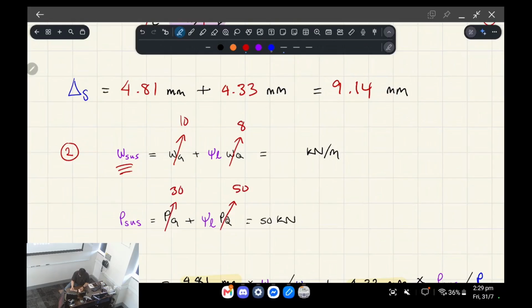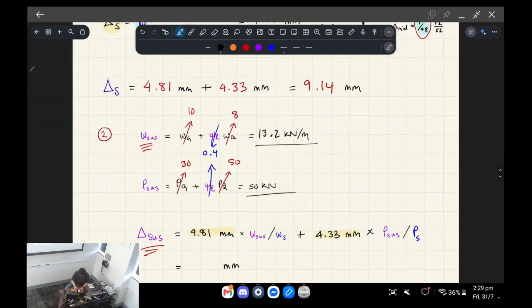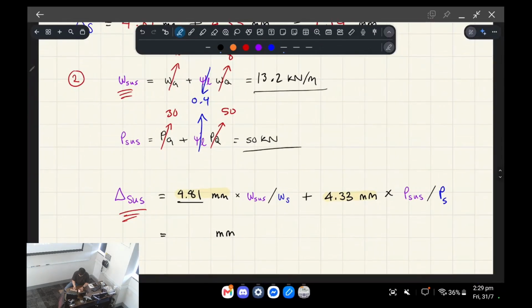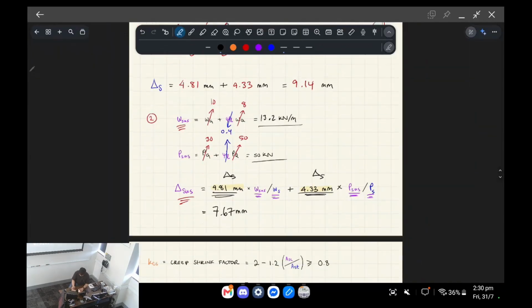And instead of 0.7 for the multiplier for the live load, we're going to do 0.4. Okay. And that's going to give us an answer like so. So now we have lower values for this sustained load. And so we get the short-term deflection value due to the UDL and due to the point load. And then we multiply by the new distributed load and divide out the old distributed load. We multiply by the new point load and divide out the old point load. And then we're going to get an answer for our sustained deflection.